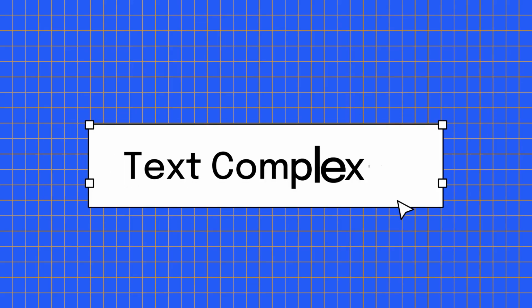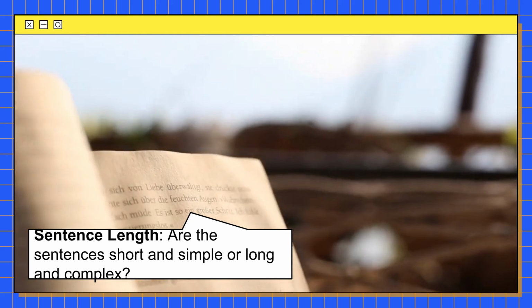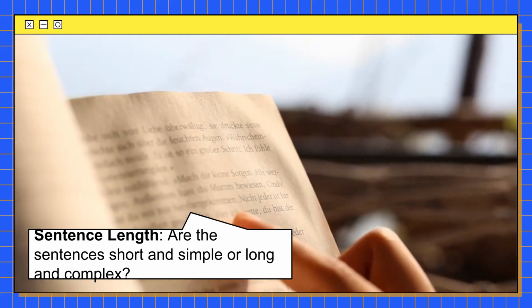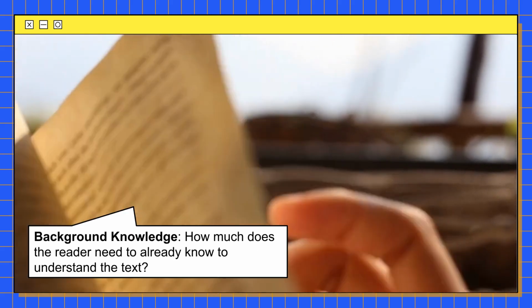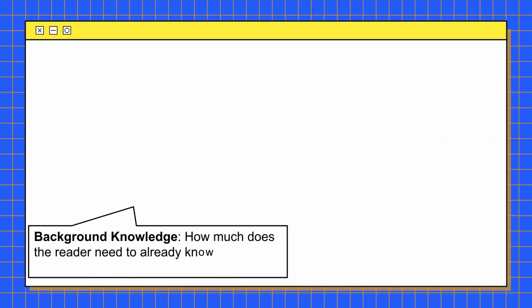You also need to consider the text complexity. What makes a text easy or hard? Word frequency. Are the words common or rare? Sentence length. Are the sentences short and simple or long and complex? Background knowledge. How much does the reader need to already know to understand the text?